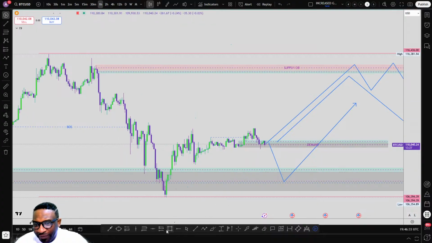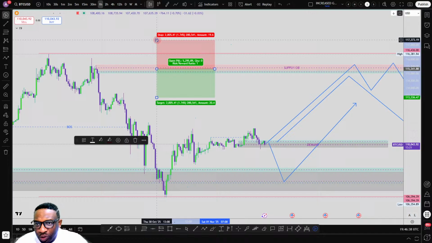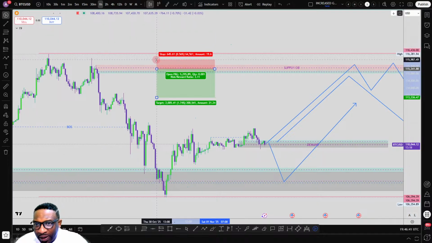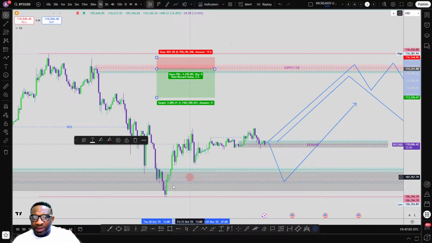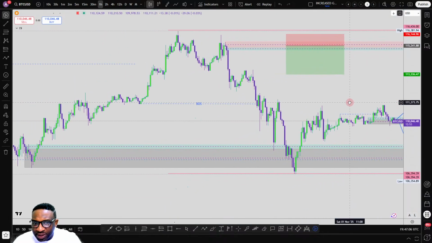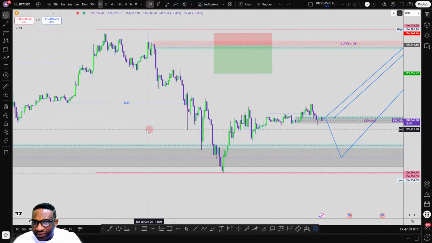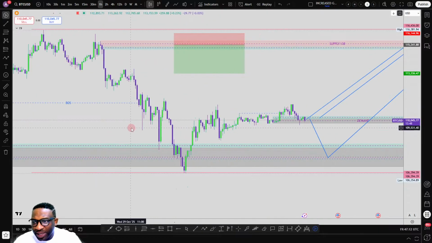If you enter a trade from here, you want to put your stop loss above the zone. Or if you want to be a little bit generous, you can just go above this high here, and then you aim for 2 to 1. So you risk 1 for 2. Okay, so that is it on BTC. I believe that gives us a better picture of what we should expect.